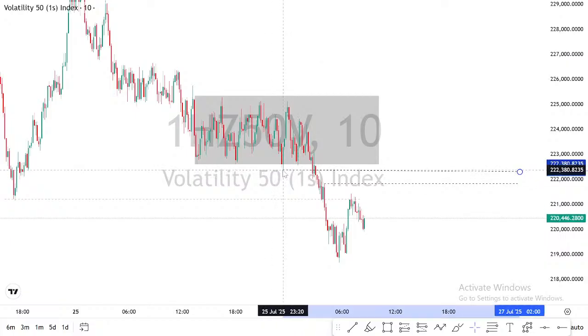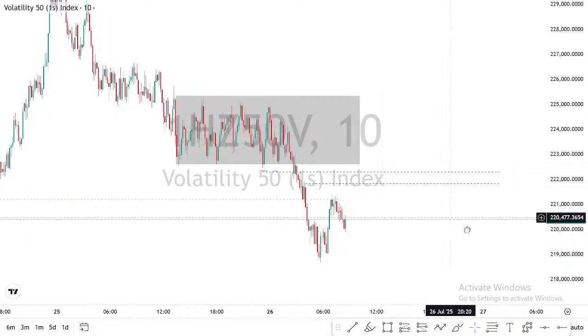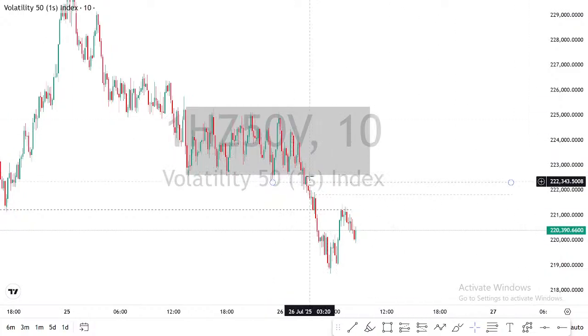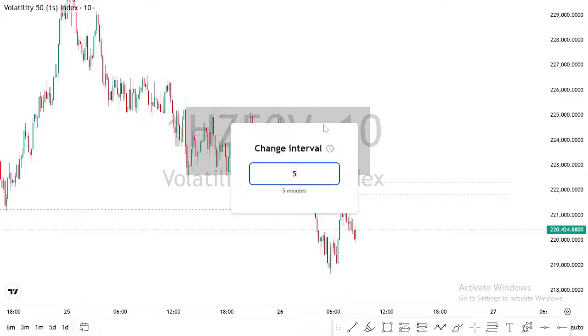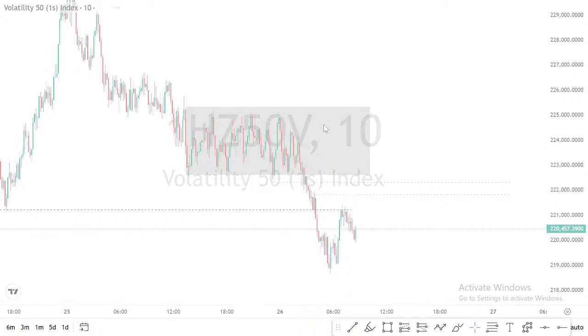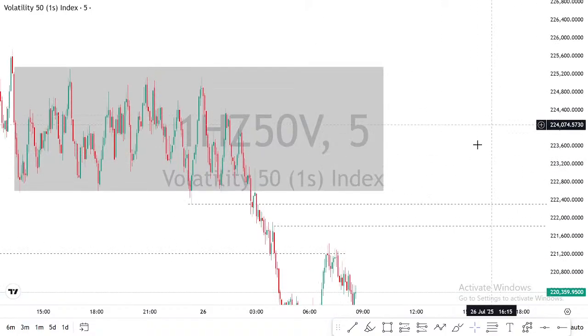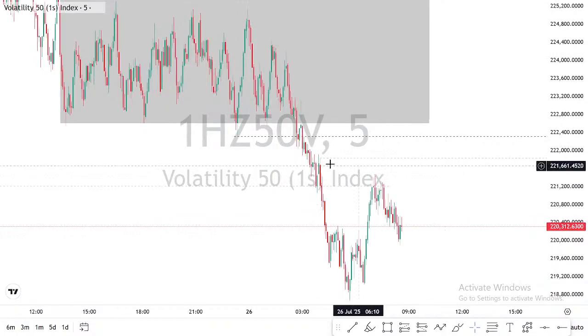A minute please. I'm trying to get what market is currently doing. That range is making it super difficult to mark out a POI. Let me check the 5 minutes time frame. There's no area we can use for continuation here.